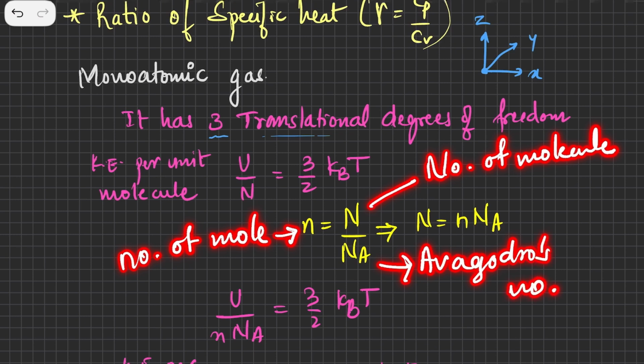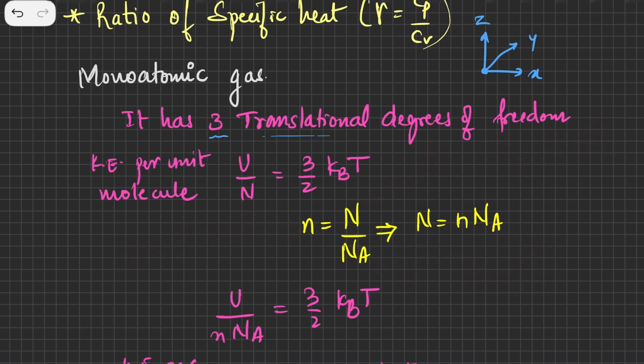So you can just pause and note it if you think you might forget. Number of moles is number of molecules divided by Avogadro's number. So I can move this Na to this side, and I get N equal to n times Na. Now wherever there is a capital N, I can write it as small n times capital Na.